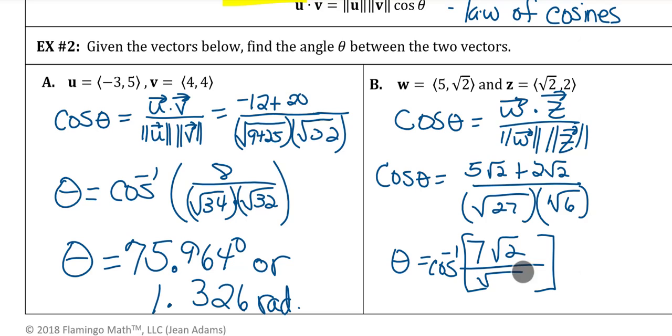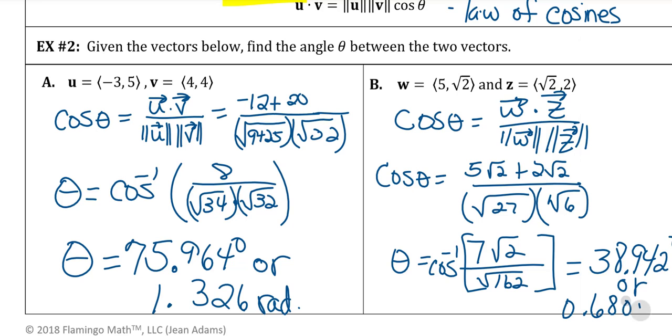I'm just going to multiply those together. I can do that in my head real quick. So we get 38.942 degrees, or 0.680 radians.